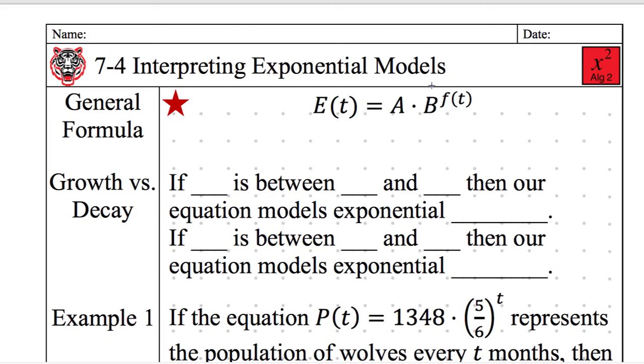All right, Algebra 2, we are on lesson 7-4. Today's date is Monday, April 8th, 2019.